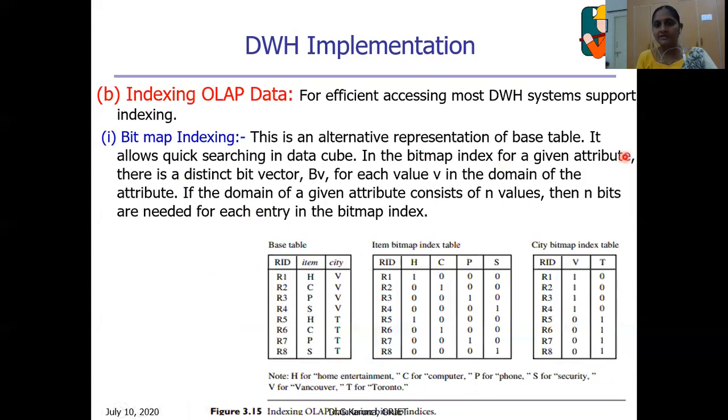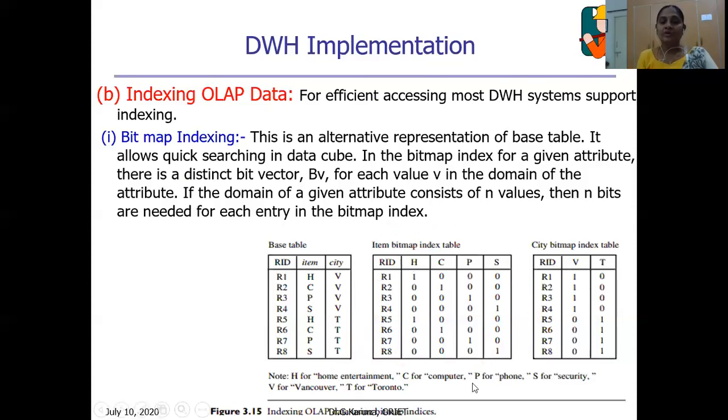In bitmap indexing, for a given attribute there is a distinct bit vector, called BV. We need to create a bit vector based on the values of the base table. For each value V, there is one bit vector in the bitmap index table. See this one, for item there are 4 values, which are repeated, so uniquely there are 4 values. So for each item value, home entertainment, computer, phone and security, we create a bitmap index table.